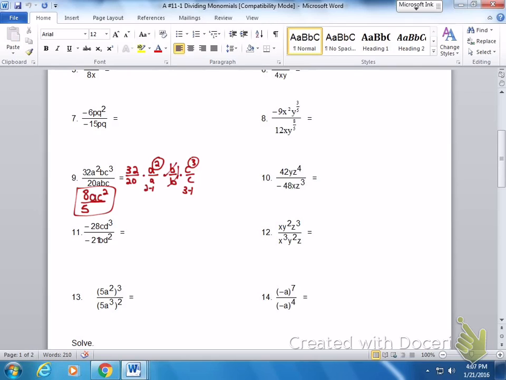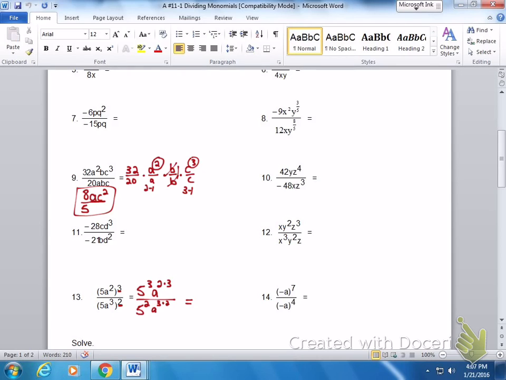Let's look at, I think number 13 was giving some people some trouble, so let's look here. Now the problem with this one is that I have to do the outside exponents first. When you raise exponents to exponents, you multiply. So on the top, I have 5 cubed and a to the 2 times 3 over 5 squared a to the third times 2. Now we can clean that up a little bit.